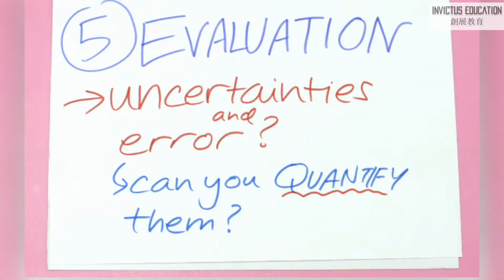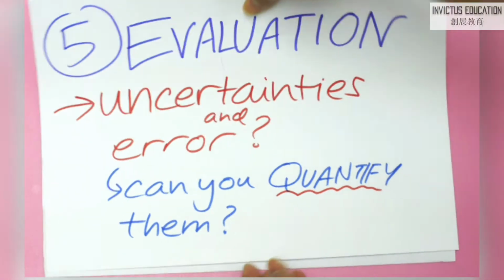In your evaluation, you'll be discussing any uncertainties or potential errors associated with the experiment. You should discuss how significant these were, and if you can, you should also quantify them, for example by calculating absolute or relative error.